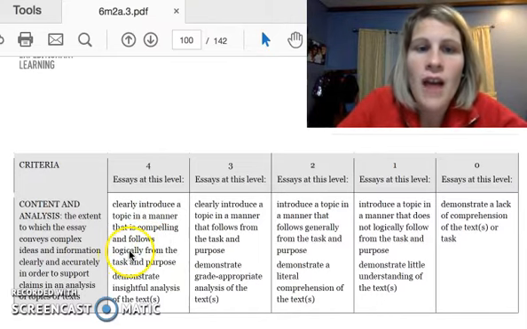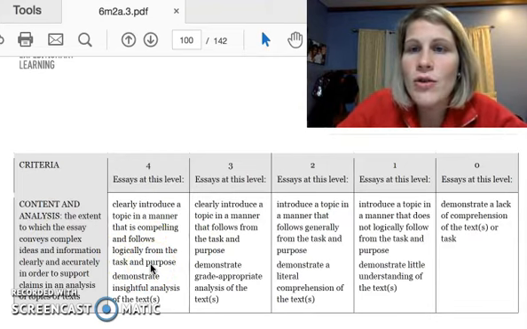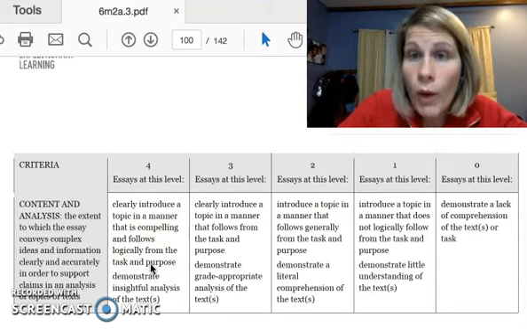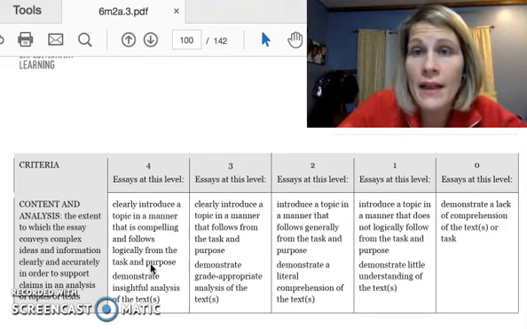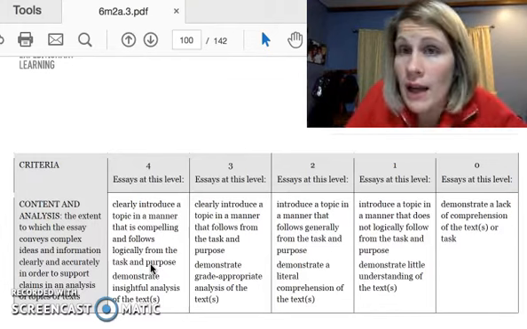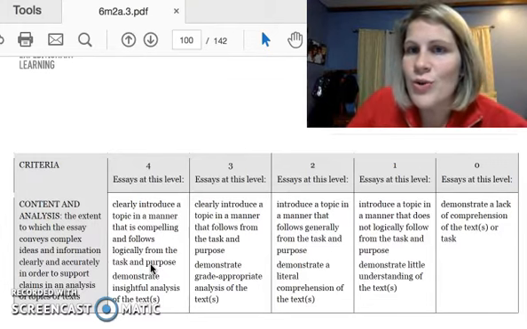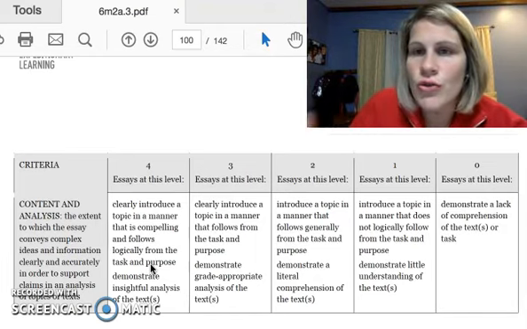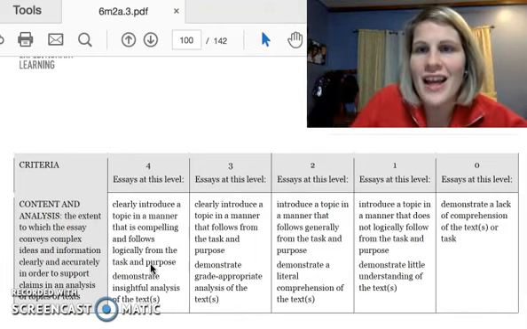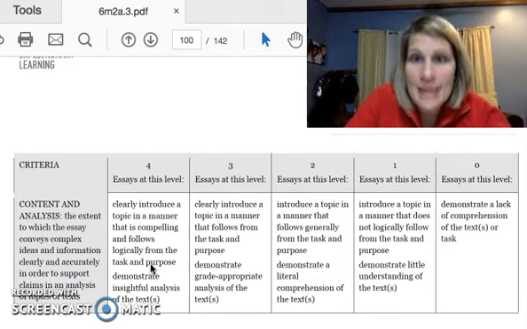And follows logically from the task and purpose. Okay, the purpose or the task is the point. Why are you writing this paper? Why are you writing it? If you don't know why you're writing it, if you don't know what the point was, then you're probably not going to introduce it in a way that shows that you knew what it was about. Logically just means it makes sense.